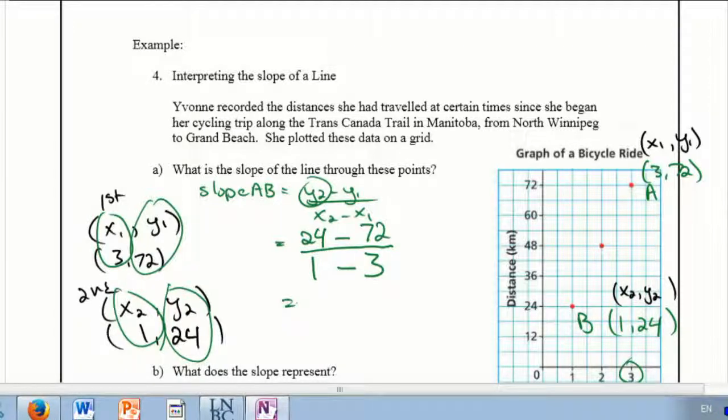Okay. Now I just do the math. 24 minus 72 is going to give me negative 48. 1 minus 3 is negative 2. 48 divided by 2 is going to be 24, and they're both negative. So the slope of my line is 24. All right, 24. There we go.